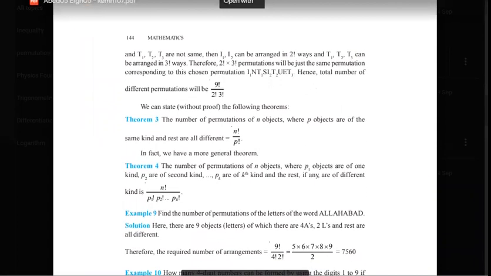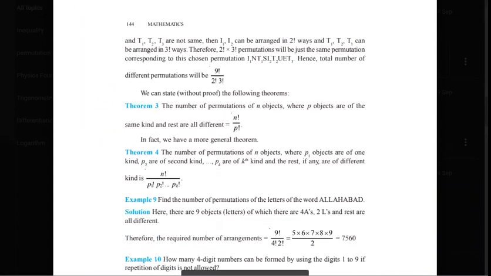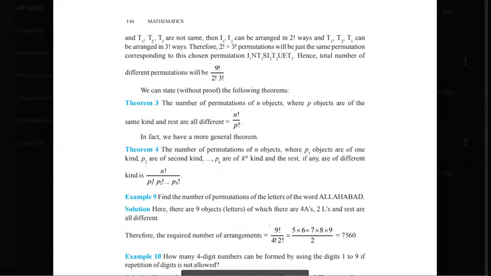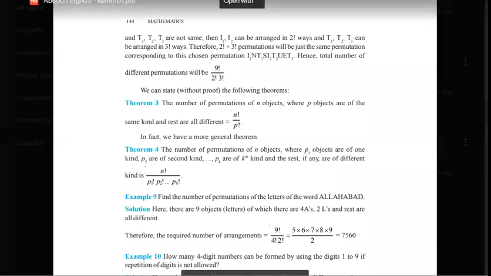So Allahabad we already did. Now tell me, what is the answer of this one? How many 4-digit numbers can be formed using digits 1 to 9 if repetition of digits is not allowed? Easy, permutation combination. Tell me everyone, what would be the answer? It is a 4-digit number, Janvi, not a 9-digit number.